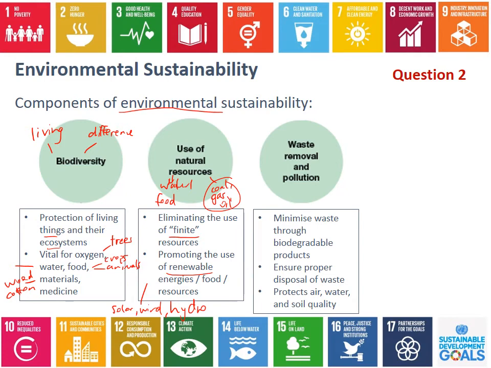Another component of environmental sustainability is waste removal and pollution. Okay, so there's kind of two components to this. The first one is minimizing waste. So especially non-biodegradable waste. So things like plastics, which take thousands of years to break down, we need to stop using them because our earth is literally filling up with waste. So minimizing waste by using biodegradable products.